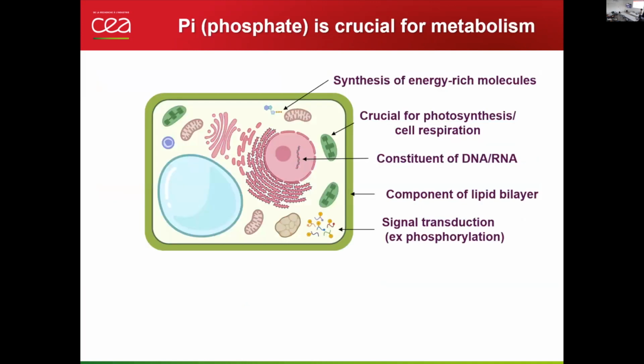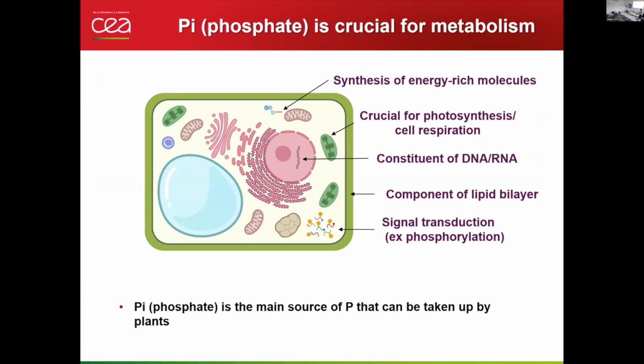Why is it important for plants? Because you find this component in energy-rich molecules like ATP. It's crucial for photosynthesis and respiration. It's a constituent of genetic materials like DNA and RNA. It's also found in a component of the lipid bilayer with phospholipids. And it's also a very important component for signal transduction like phosphorylation. And when we speak about phosphorus, in reality, the plant can absorb phosphorus only in one form, as phosphate, which is the main and essential source of phosphorus for plants.